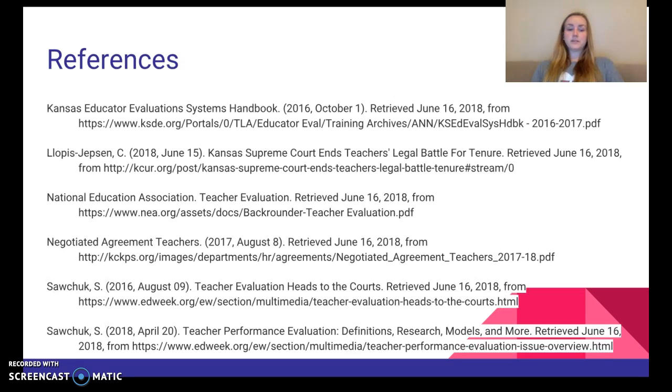Like I said, these are my references. It was the 3 articles that we provided for the class, and then the KSDE evaluation handbook, the negotiated agreement for KCK, and then finally information on that Kansas court case.